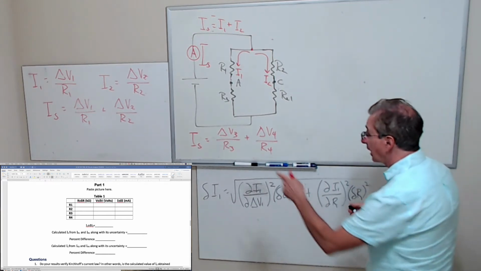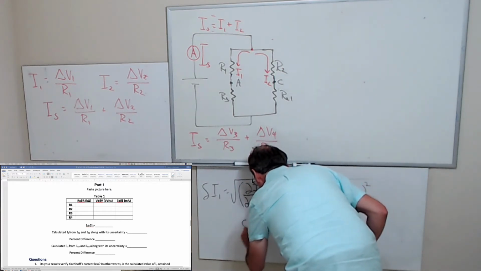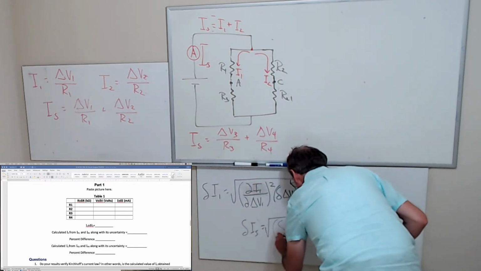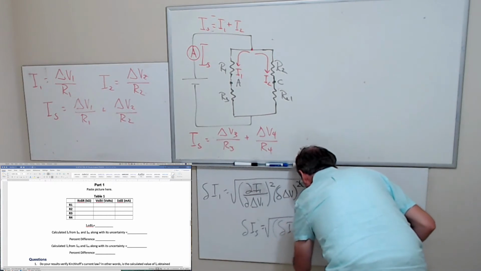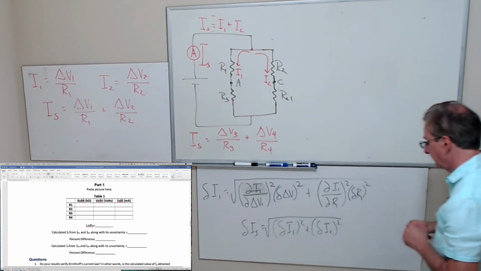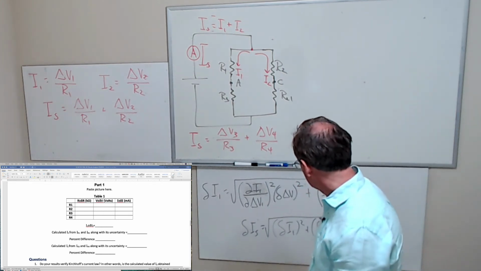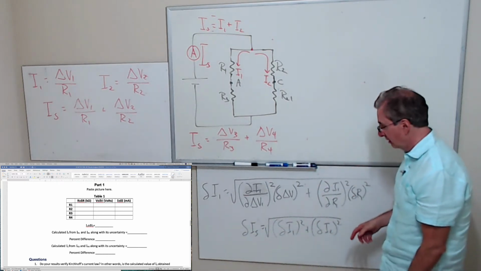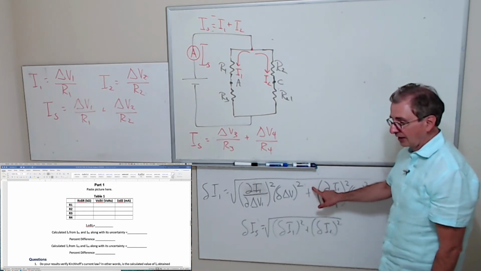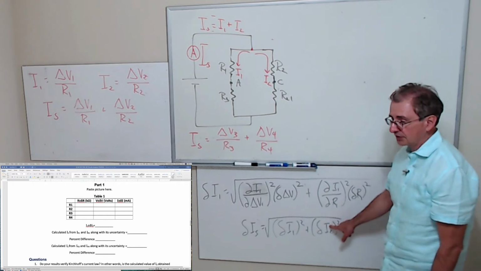So if I want to calculate delta I sub S, I get that. Okay, so for table 1, you're going to do this 4 times. And then you're going to, below that, you're going to do this twice.